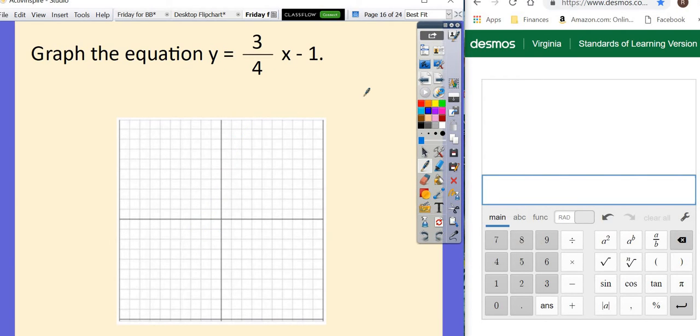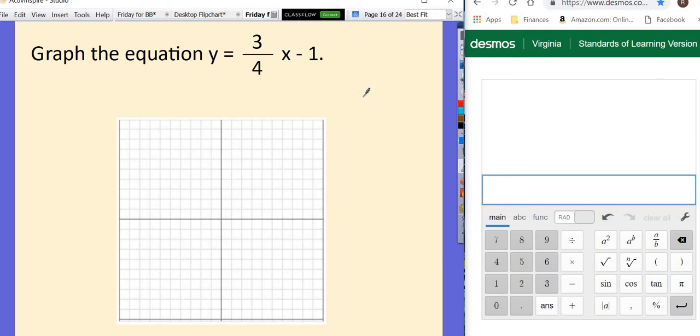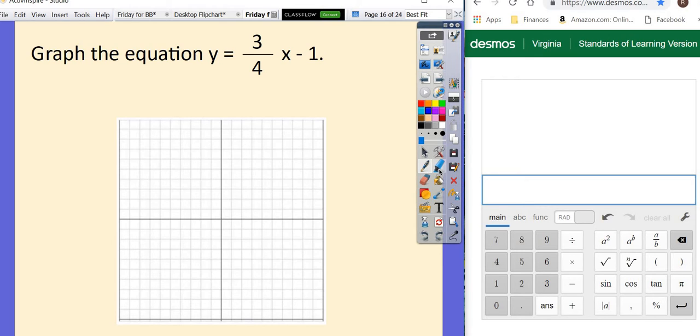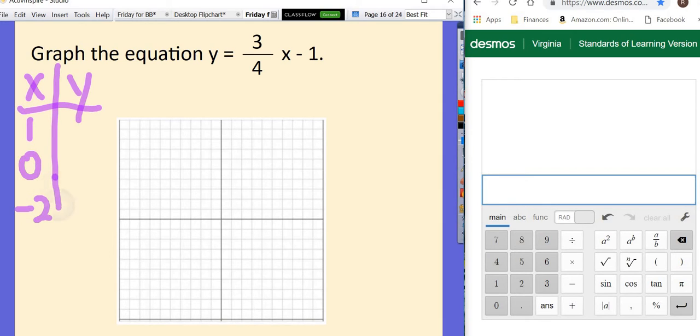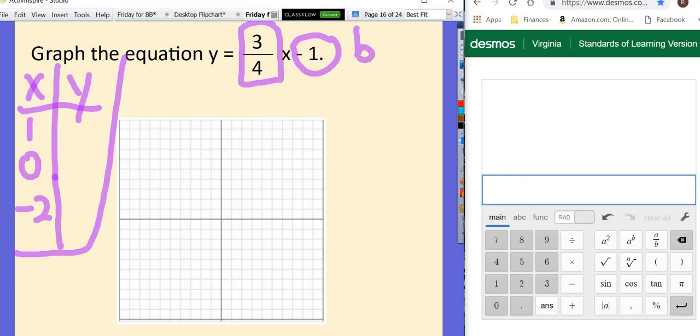I'm going to back up one. Yep, I had skipped that. So let me go ahead and do that. This equation says y equals 3/4 x minus 1. I had told somebody earlier that you could actually make a chart, like an x and a y chart, and plug in x values, like maybe 1, 0, -2, and get y values by using your calculator. I would not suggest this. I would suggest using the slope y-intercept form.